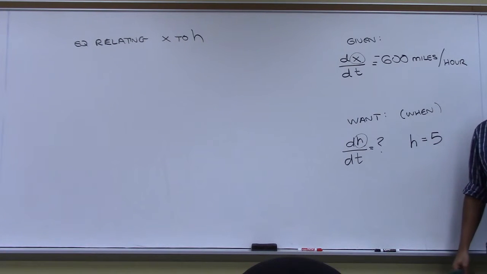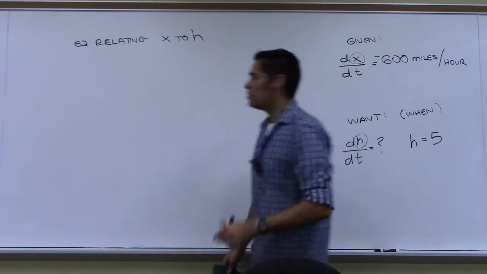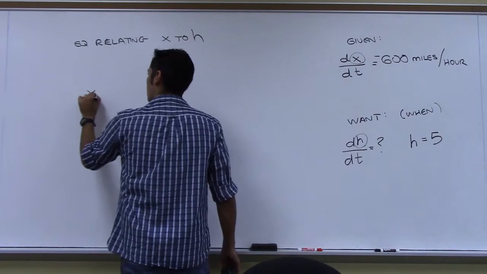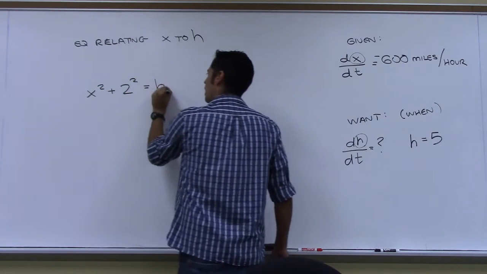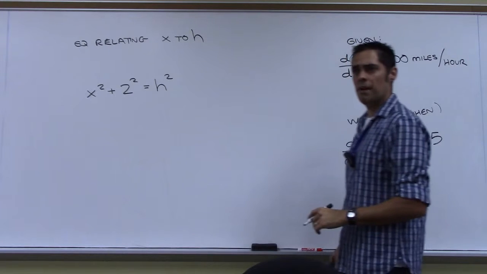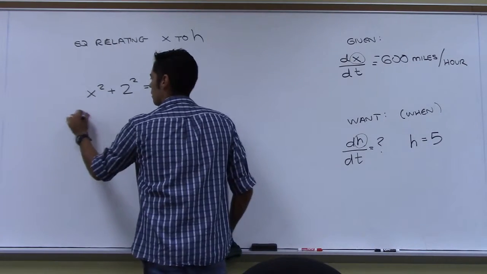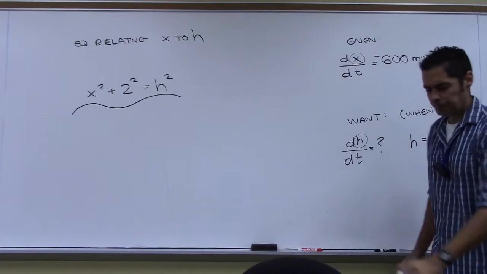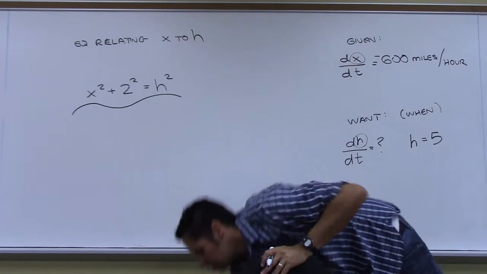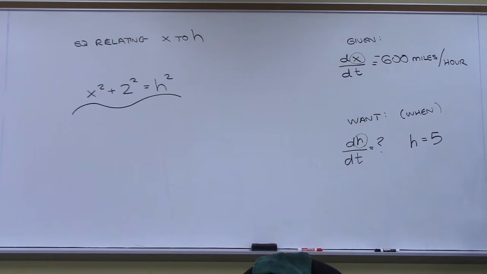Pythagorean equation, right? We had a right triangle, a squared plus b squared is c squared. So that would have been for us x squared plus 2 squared is h squared. Go back and look at your picture, right? That's what we had from our general picture. Derivative time. What is the derivative of that with respect to time?